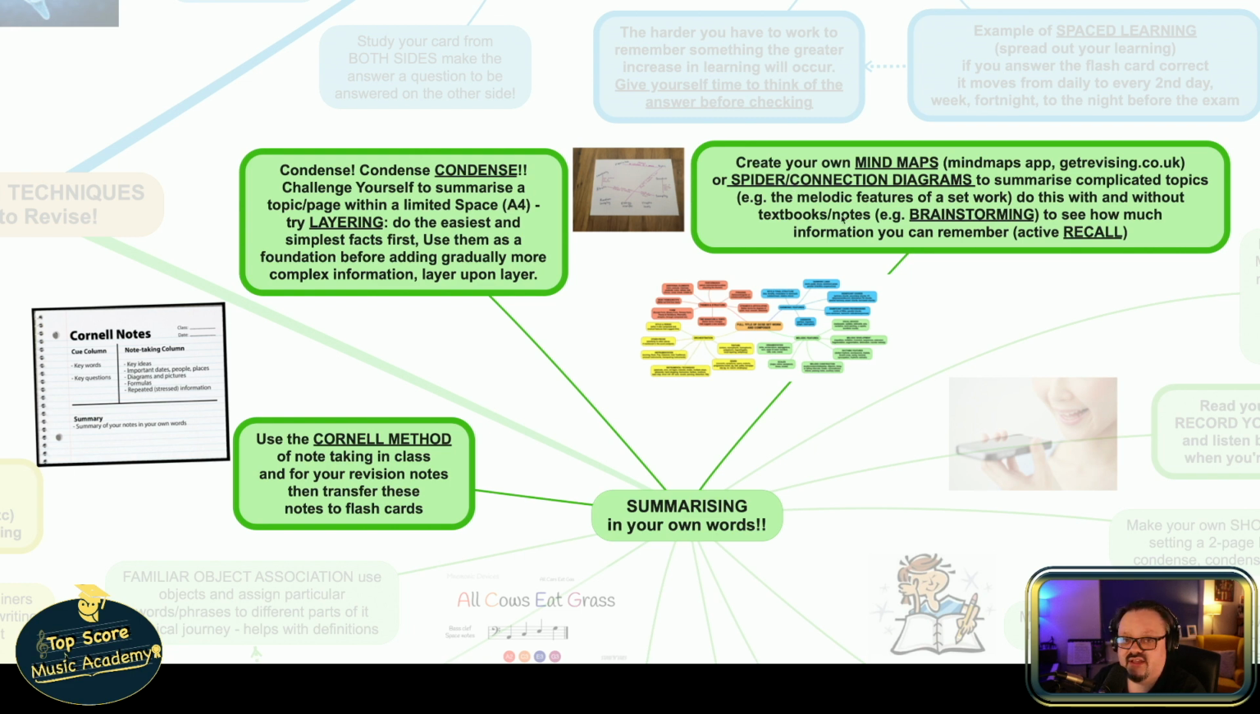For example, the melodic features of a set work if you're doing music, or whatever subject you're doing. List the complicated topics. Do this with and without textbooks, or with or without notes. So can you make a mind map on what you learnt today or tomorrow? When you go into class, can you make a mind map without your notes on just what you were taught that day? Just brainstorming, I suppose. Yeah, brainstorming to see how much information you can remember.